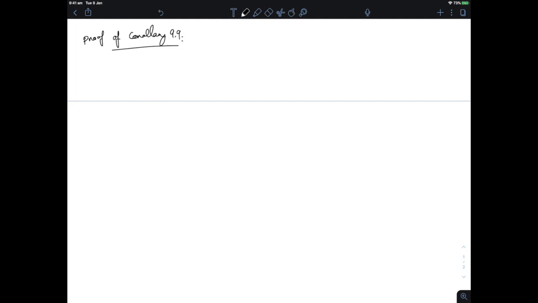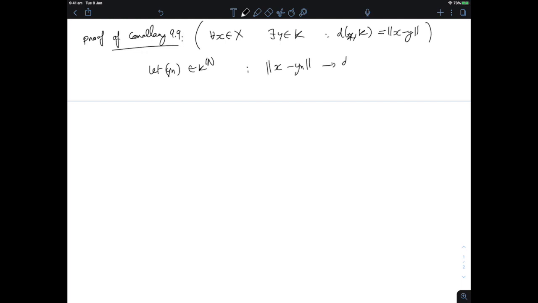Now, as a corollary of this proposition, we can prove corollary 9.9 that tells us that for every x in X there exists a y, not necessarily unique, in K, where K is a closed bounded convex set, that realizes the distance, such that the distance between x and K is exactly the norm of x minus y. Now, the way you prove that is as follows. You pick a sequence of points yn in K such that the norm of x minus yn tends to the distance from x to K, let's call that distance d, as n goes to infinity, right?